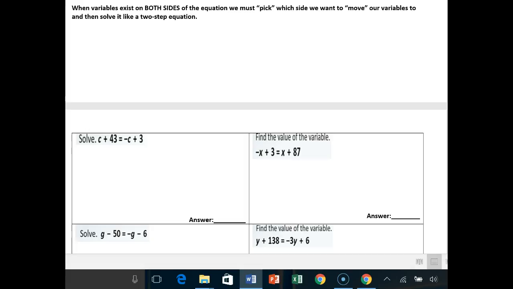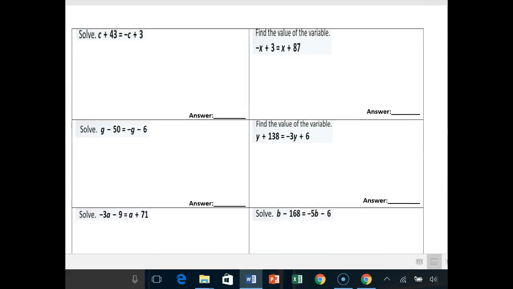There's a key difference from what we were doing, where we were combining terms because they were on the same side of the equal sign. Now you have variables on different sides of the equal sign. So read this with me. When variables exist on both sides of the equation, we must pick which side we want to move our variables to, and then solve it like a two-step equation. I personally like moving all the variables to the left.